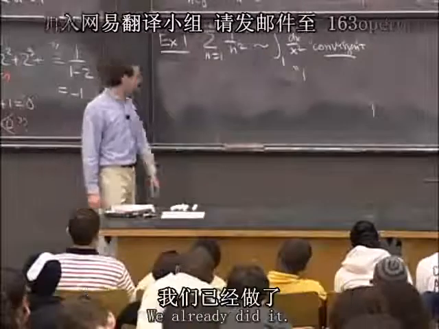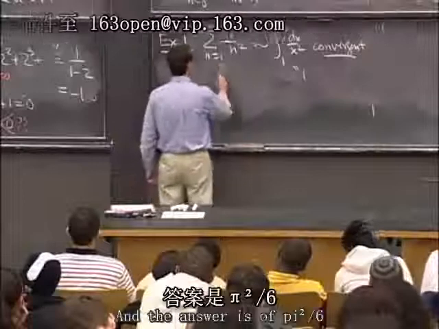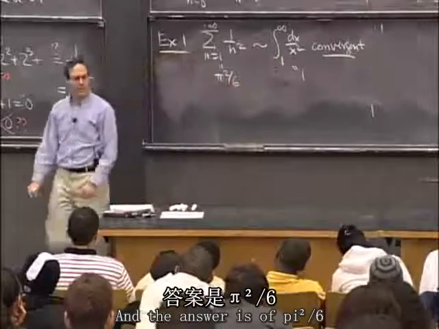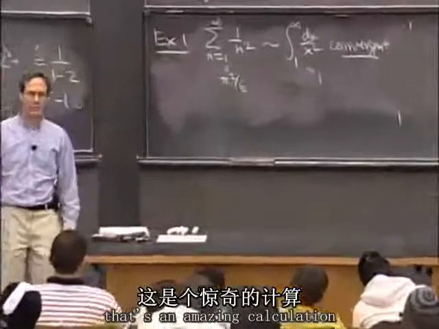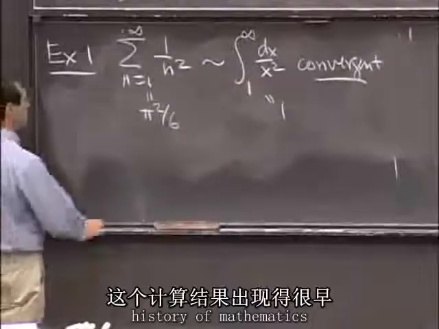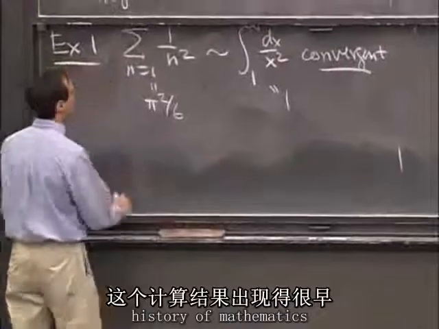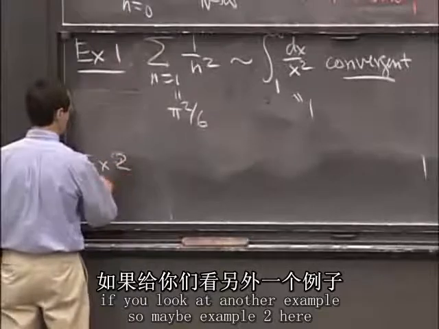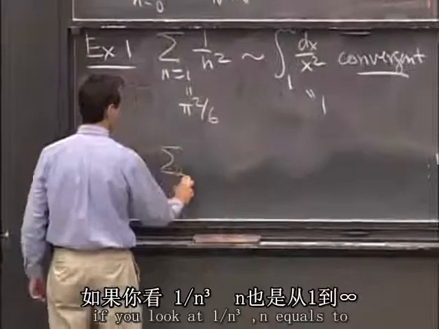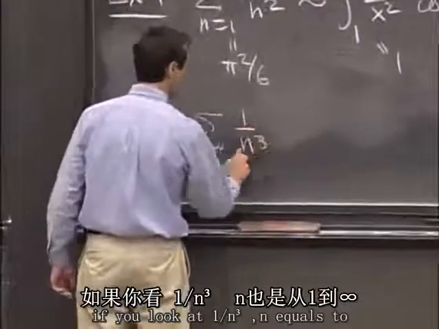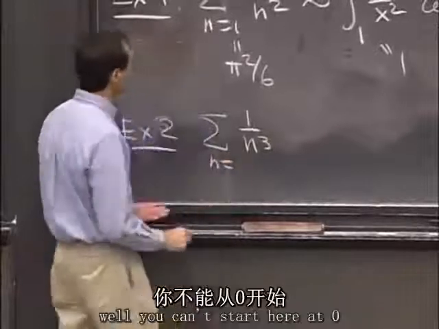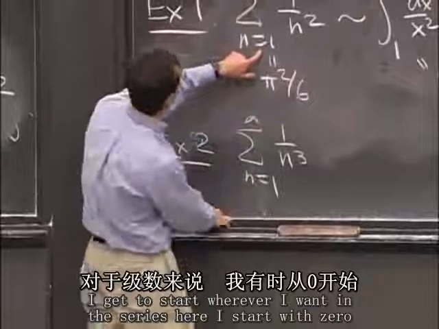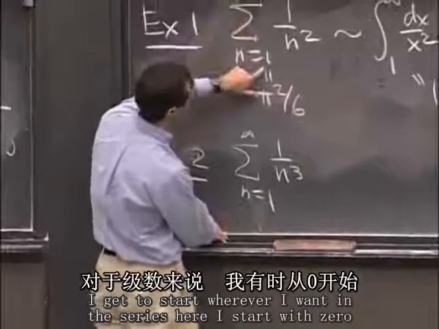And Euler did it, and the answer is pi squared over 6. Now, that's an amazing calculation when it was done very early in the history of mathematics. If you look at another example, maybe example 2 here, if you look at 1 over n cubed, n equals, well, you can't start here at 0, by the way. I get to start wherever I want in these series. Here I started with 0, here I started with 1.